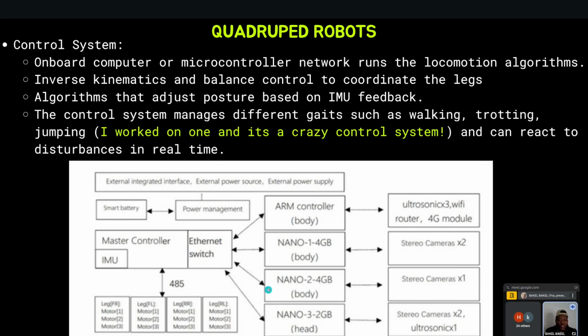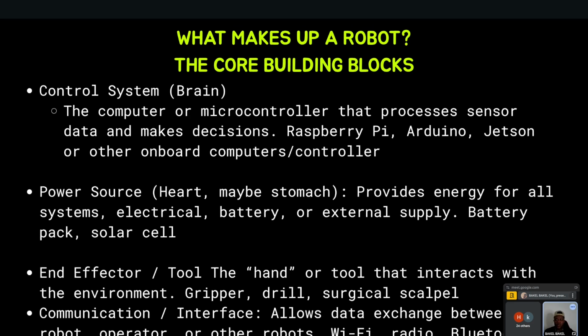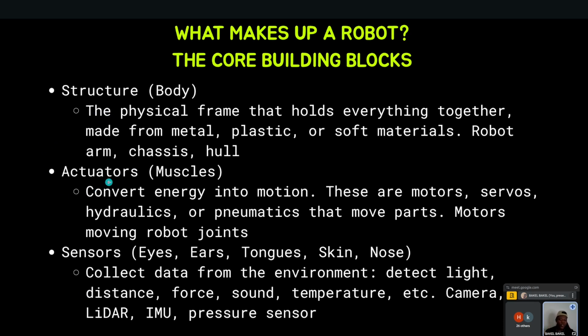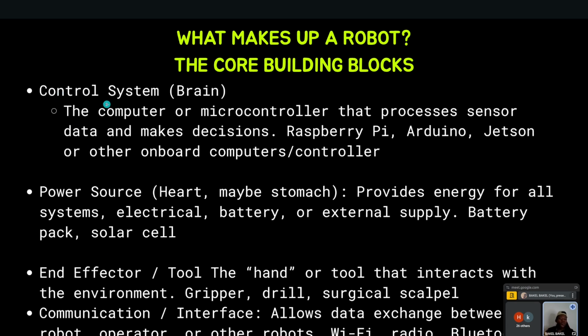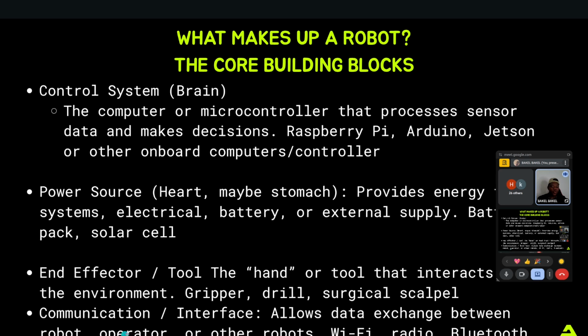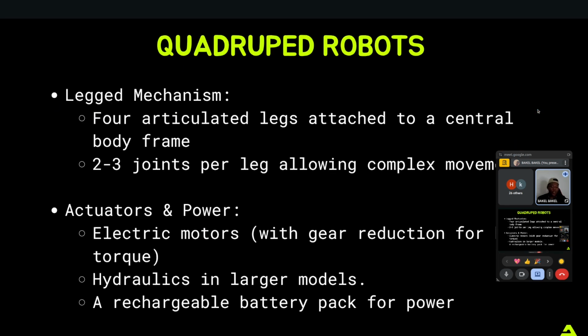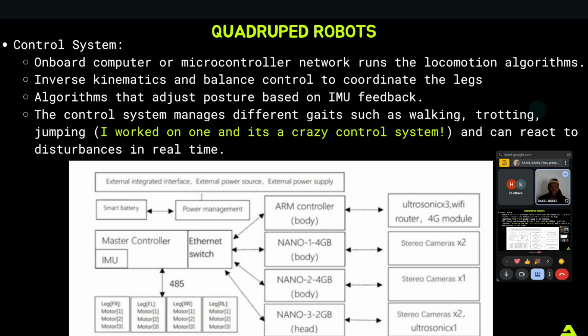Now, all this is connected to an Ethernet switch. Why? This is where communication comes in. Remember, we've talked about structure, we've talked about actuators, we've talked about sensors, we've talked about control, we've seen power, and now we're looking at communication, or interface. It allows data transmission or data exchange between the robot, operator and other robots. There's Wi-Fi, radio, Bluetooth. In this case, it wasn't Wi-Fi, it wasn't radio, it wasn't Bluetooth. Basically, it's running Ethernet. So this is what now controls everything, connecting everything together.